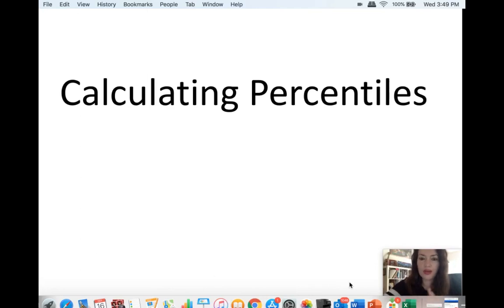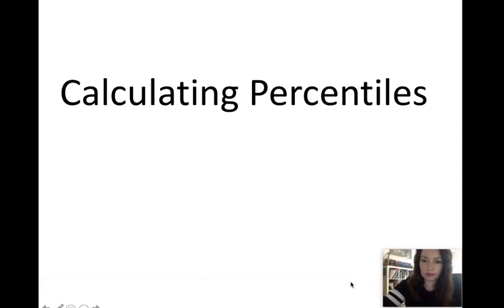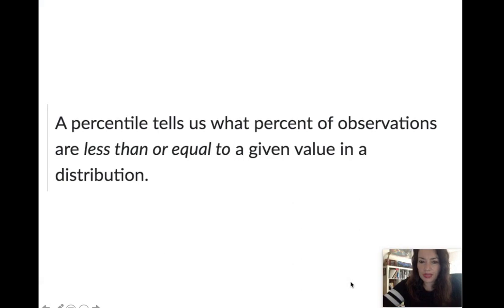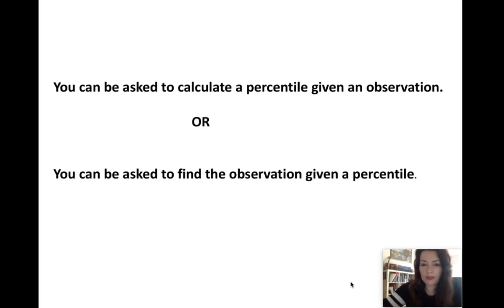Hi, in this video, I'm going to show you examples of how to calculate percentiles. A percentile tells us what percent of observations are less than or equal to a given value in a distribution. So let's go ahead and look at a few examples of how we would calculate that. You can be asked to calculate a percentile given an observation, or you can be asked to find an observation given a percentile. So let's look at an example.